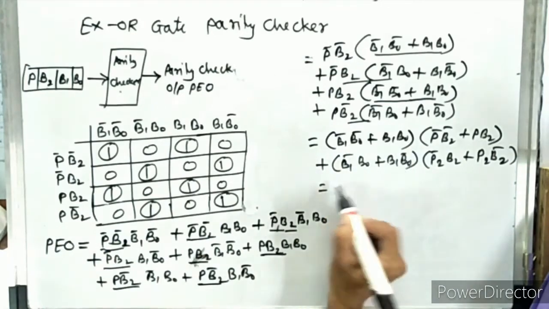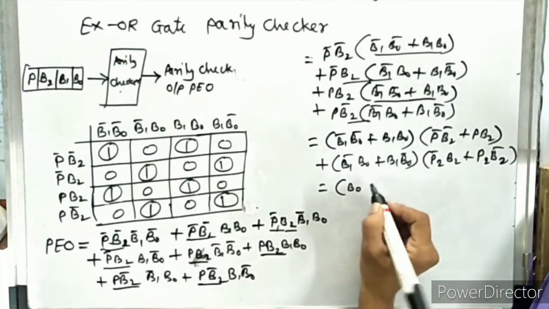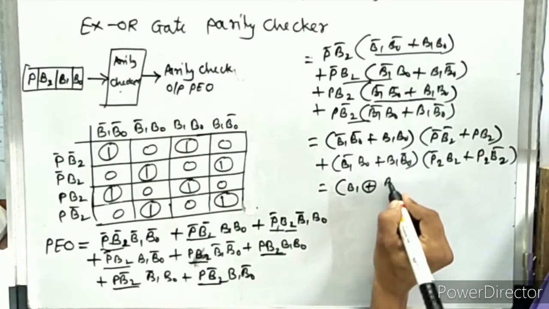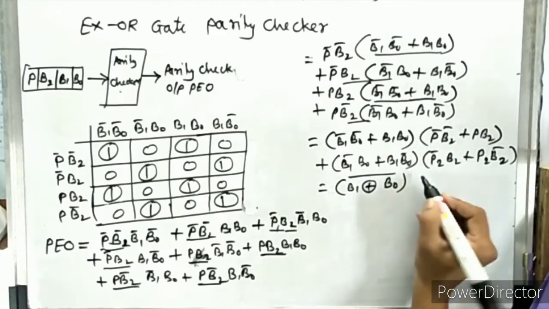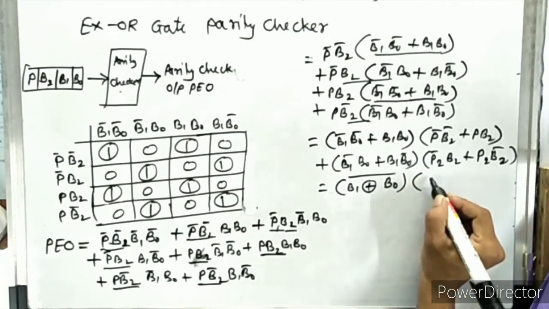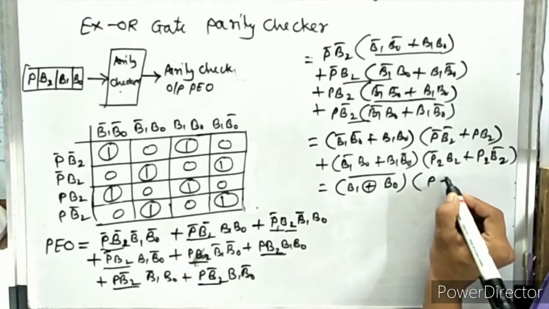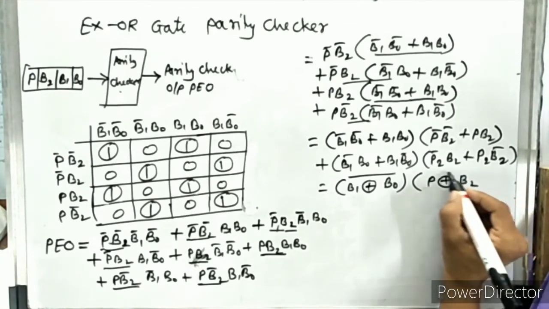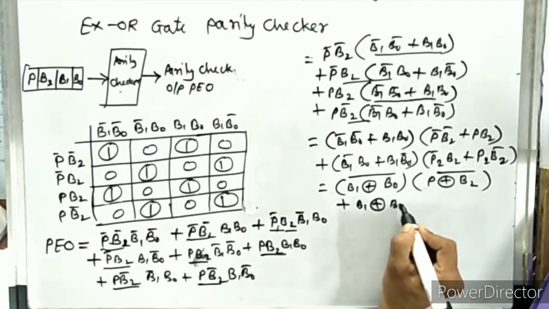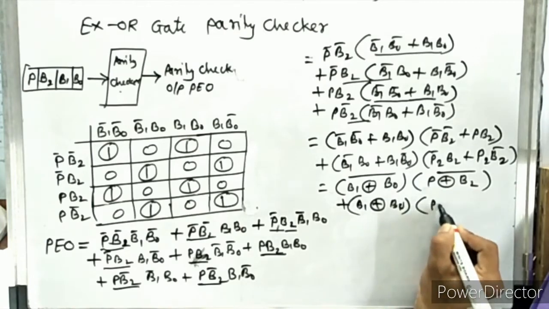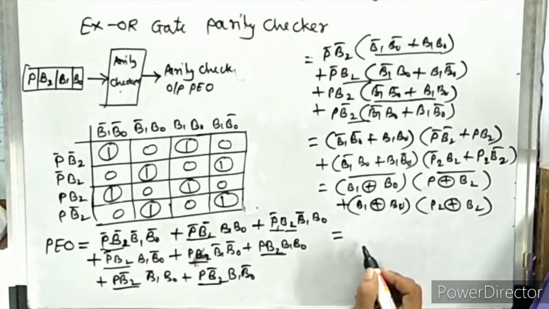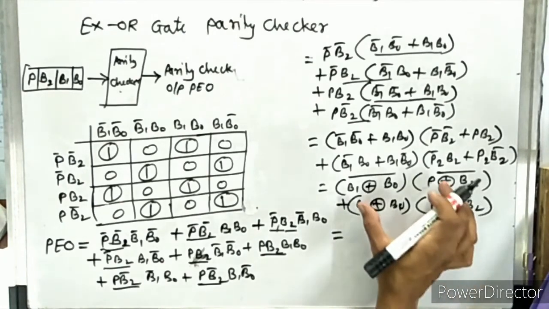So this is nothing but the XNOR operation. So we can write over here, this is B1 XORed with B0 bar. This is nothing but the XNOR operation. So here we can write P is XNORed with B2. And here we can write this is XOR operation, B1 XORed with B0. And here P is XORed with B2. So here we can write these are the XNOR operation.